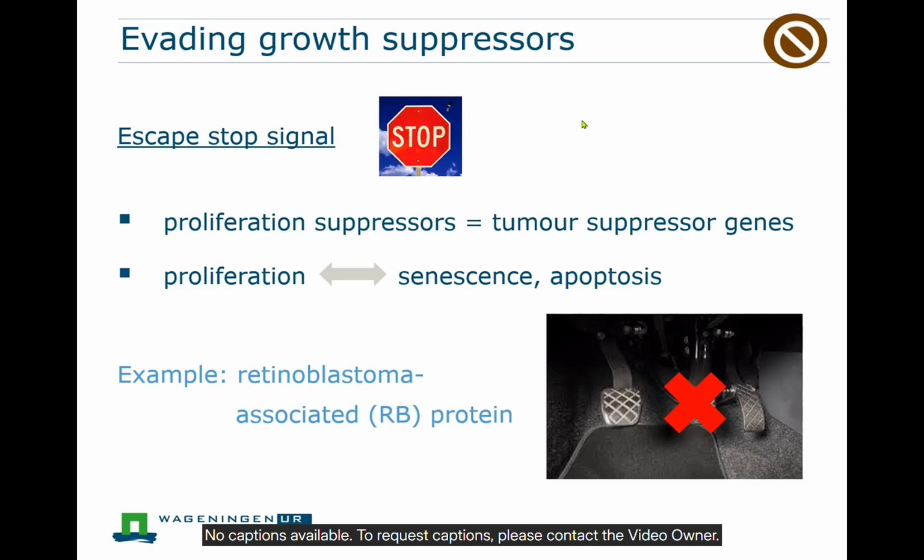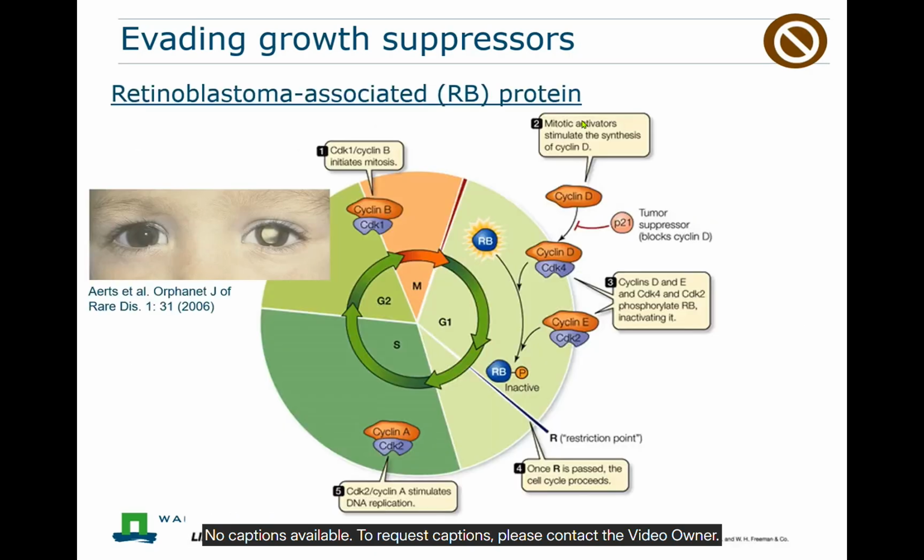If we go back to our example of the car, there's not only a problem with the gas pedal, always pushed, but also the brake of the car is broken. One example of such a tumor suppressor gene with relevance to cancer is the retinoblastoma-associated protein. This protein is called retinoblastoma-associated protein because it was first described in children with a rare form of eye cancer, which is called retinoblastoma. The function of this RB protein is that it is a gatekeeper in the cell cycle.